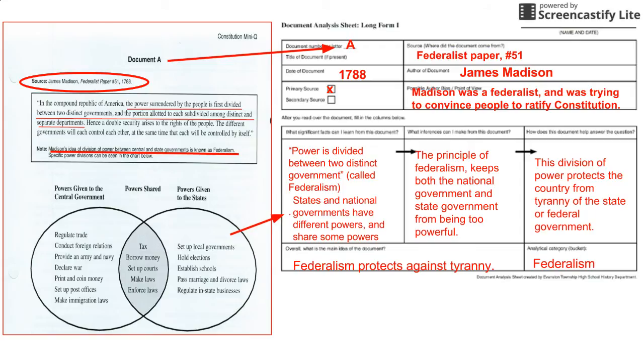Now, we are not writing the essay for this document, but if we did, your essay is pretty much right here. Okay, it would be very easy to take this information and turn it into an essay. And we will probably do that in the future when we do DBQs. Today, for this one, we're just analyzing those documents. All right, so you are going to complete the document analysis for documents B, C, and D on your own. So best of luck to you.